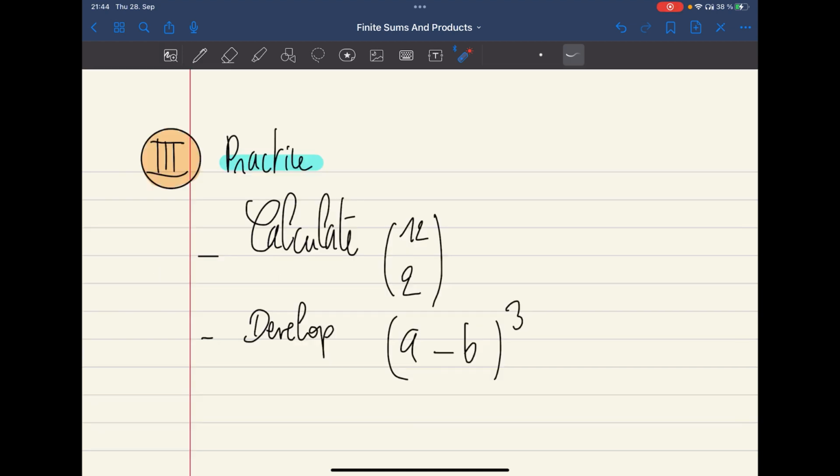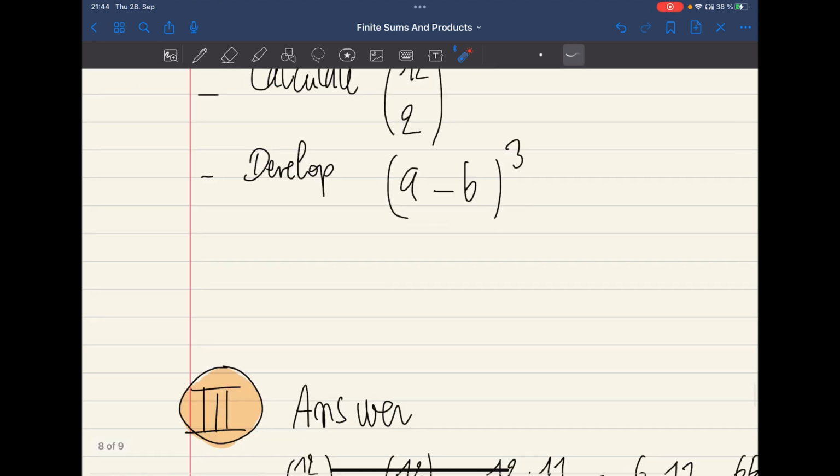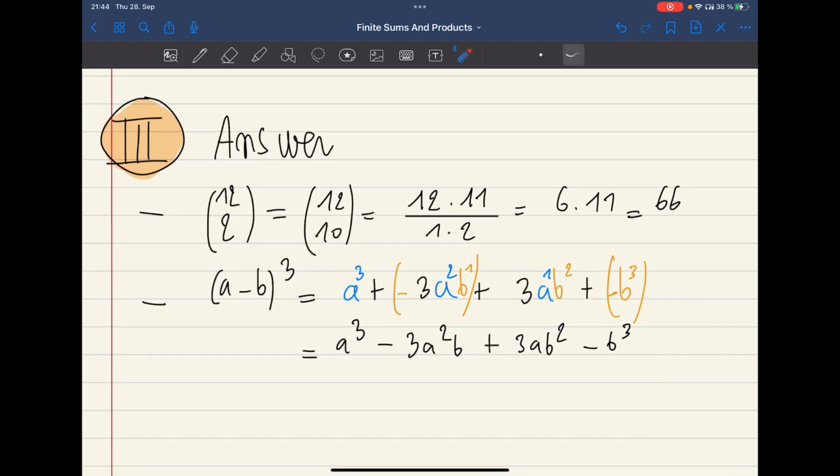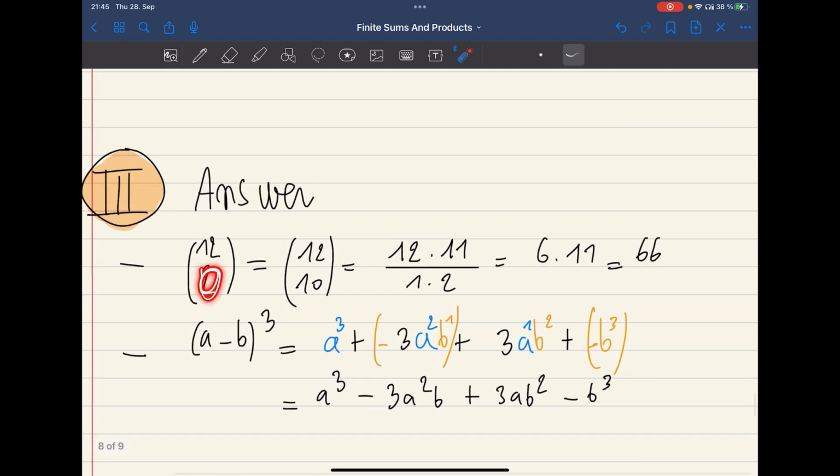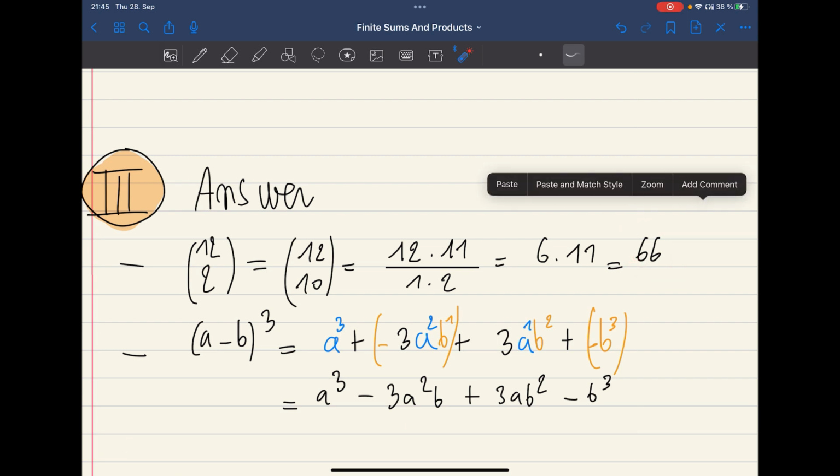Now let's practice. I want you to calculate this and this. Now let's pause the video. Okay, and the answer is, so 12 over 2 is the same as 12 times 11 over 2, because you take only 2 of them on the upper part, and you're left with 66 if I didn't make a mistake.